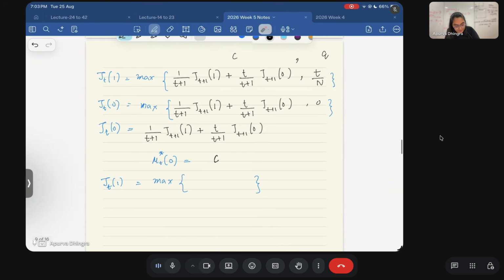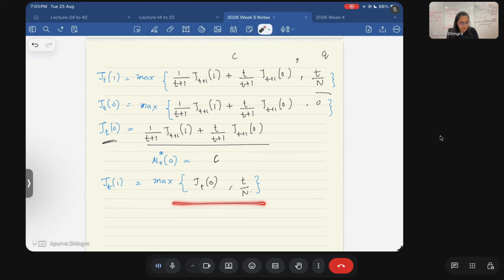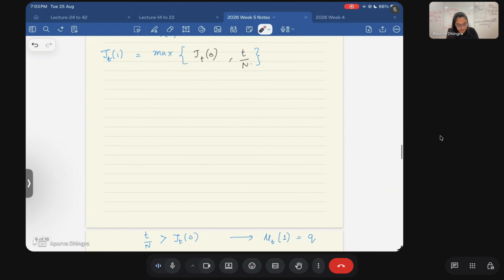What happens to the other scenario? If the candidate that you see right now is the best so far at a time t, what should you do? You should be comparing this with this. Now this can just be called as jt of 0, and that needs to be compared with t by n. Now this gives you a few scenarios, and that tells you what you should be doing. So let's look at those scenarios.